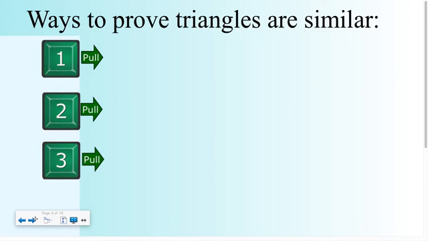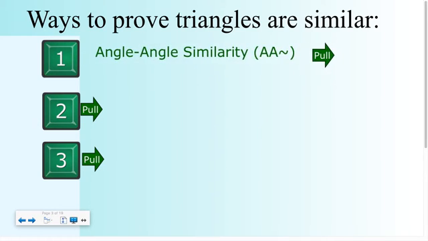The first shortcut, the first way to prove triangles similar, is angle-angle similarity. And if you want, you can just write what I have in parentheses there. Angle-angle similarity states that if you have 2 angles in one triangle congruent to 2 angles of another triangle, then the triangles are similar. You don't have to check sides. As long as you have 2 pairs of congruent angles, then the triangles are similar. So they're the same shape, different sides.